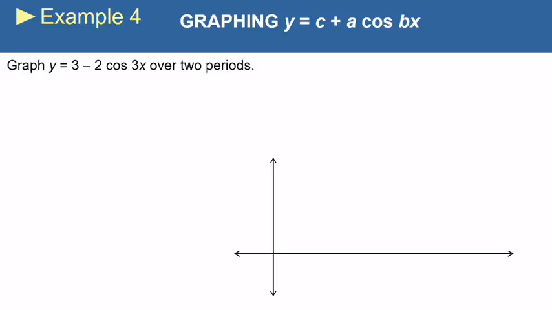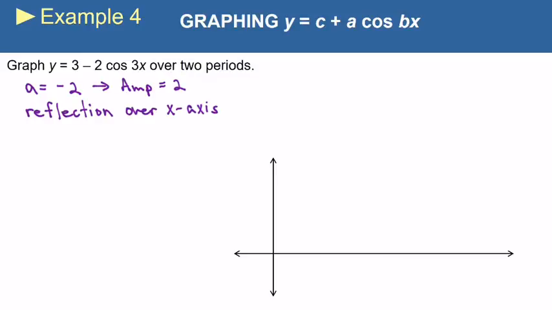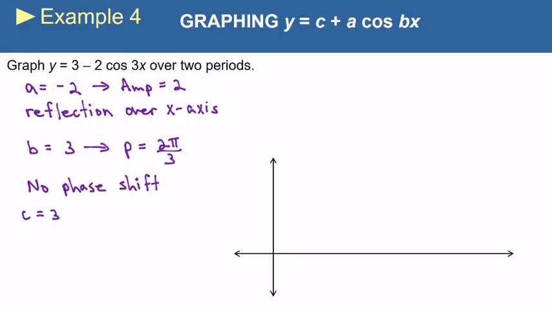So let's start out with a simple one here. We've got 3 minus 2 times the cosine of 3x, and we're going to graph over 2 periods. I say this one's simple because it doesn't have a phase shift. But it does have an A of -2, and that means that amplitude is 2, and the negative means there's a reflection across the x-axis. And it does have a B equal to 3 because of this 3, and that means period is 2 pi over 3. And it does not have a phase shift because there's no plus or minus D. And since C is 3, the vertical shift is up 3. Okay, now I want you to think about something a little bit here.